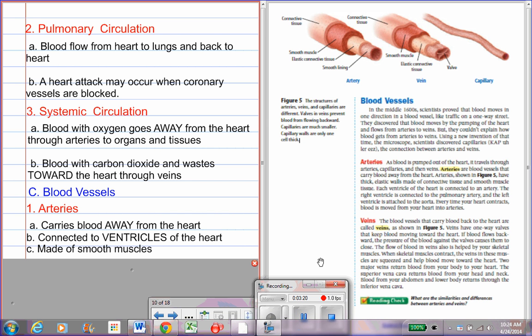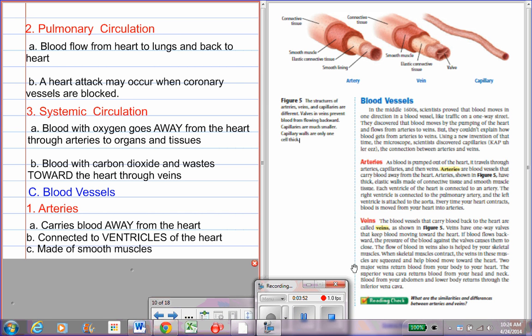So we're going to start with veins. Okay, veins, the blood vessels that carry blood back to the heart are called veins, as shown in figure 5. Veins have one-way valves that keep blood moving toward the heart. If blood flows backward, the pressure of the blood against the valves causes them to close. The flow of blood in veins also is helped by your skeletal muscles. When skeletal muscles contract, the veins in these muscles are squeezed and help blood move toward the heart.